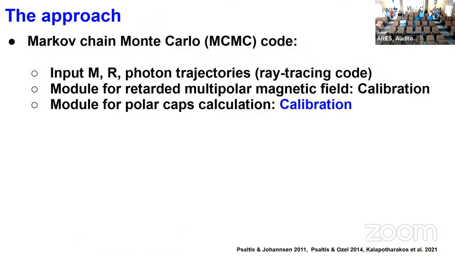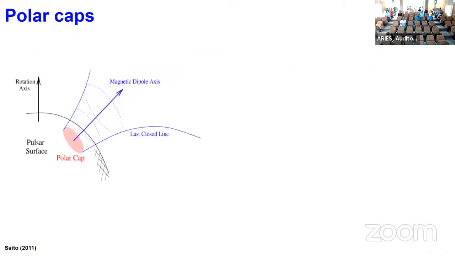And next, we have two ingredients ready now. Next, we move on to polar caps calculation. I'm using these terms hotspots, emission sites, polar caps a bit interchangeably, so I hope it's not very confusing. But the next step is to calculate where the polar caps are, and then we calibrate, which is something like this.